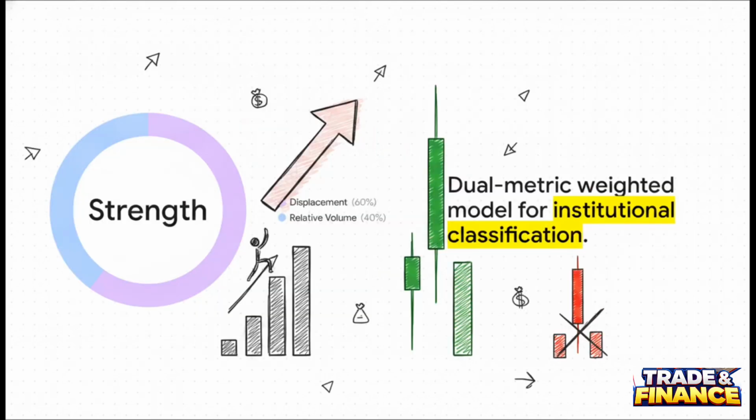Now, when algorithmic systems actually score the strength of these institutional moves, they aren't just guessing. They heavily weight the physical price expansion, meaning how far the price actually traveled from its origin point, at about 60%. But, and this is absolute key, that has to be verified by a massive spike in relative volume, which makes up the other 40%. You absolutely need both expansion and volume to confirm that real institutional capital is backing the move. Anything less? Yeah, it's probably a trap.